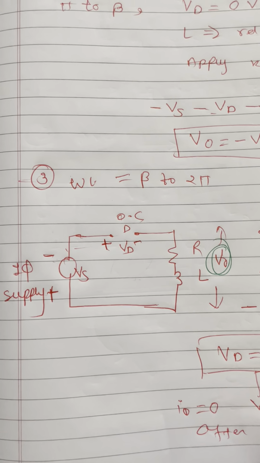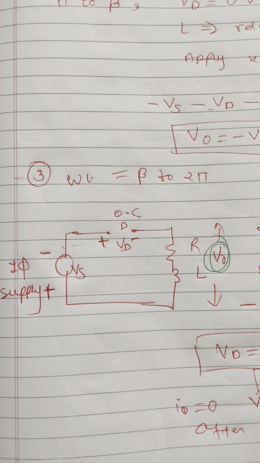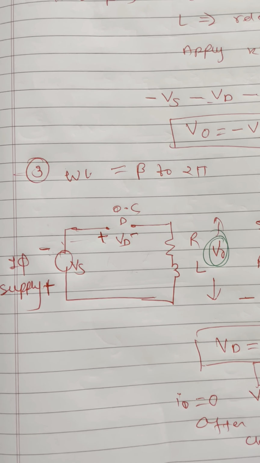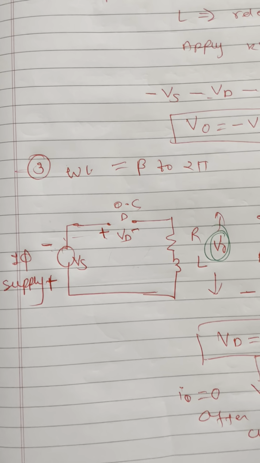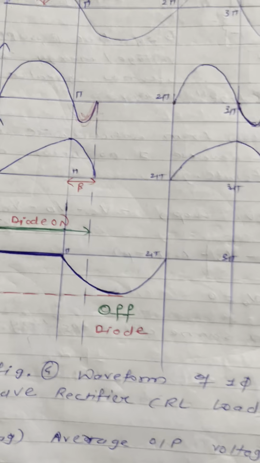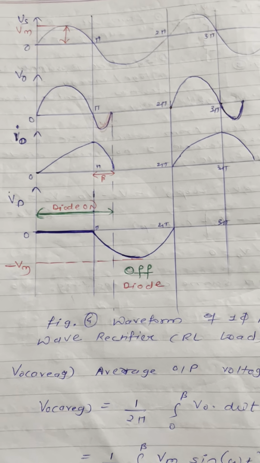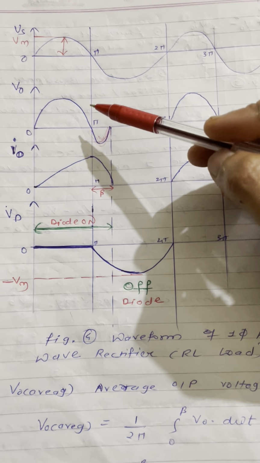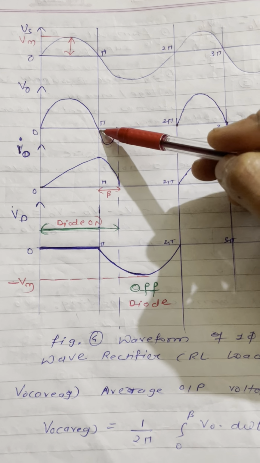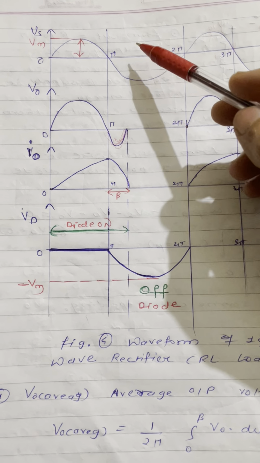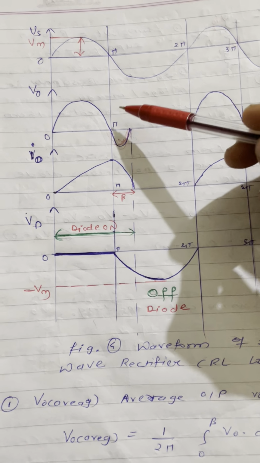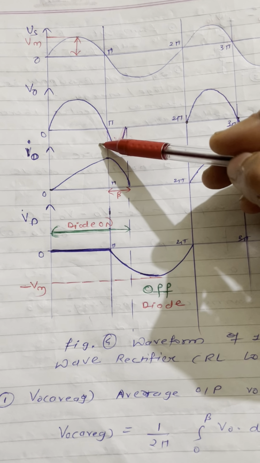So after 2 pi, the same circuit repeats. You can see here that V0 is equal to minus Vs in that case. In the first case, when the diode is in the on state, it acts like a short circuit from 0 to pi, and the inductor stores the energy. But in the negative half cycle of the supply voltage, the inductor releases the energy, and the diode keeps conducting, and then it goes to the off state.